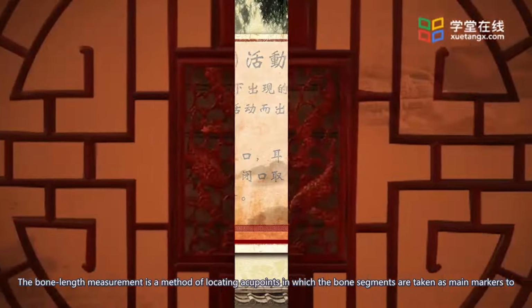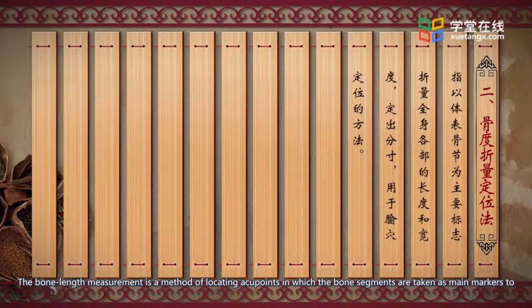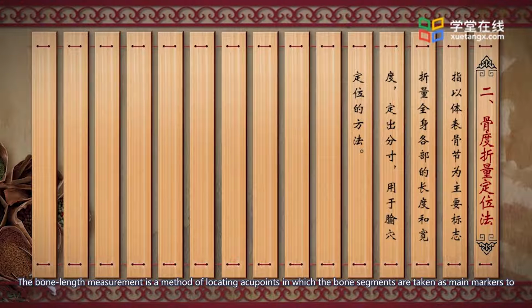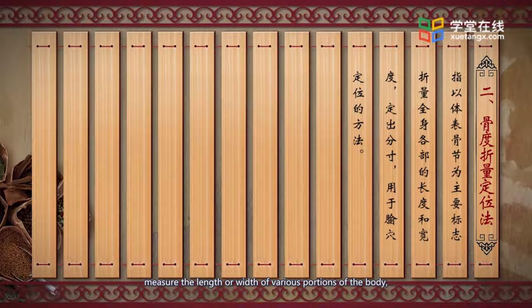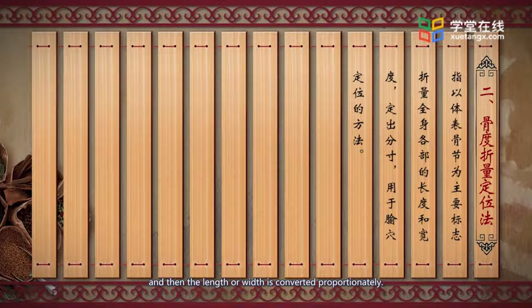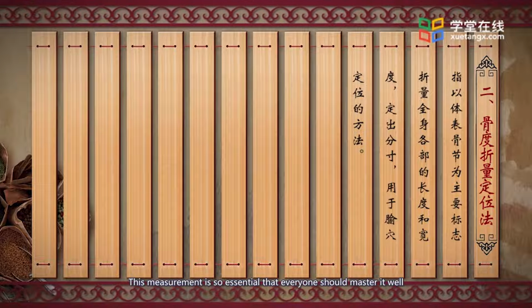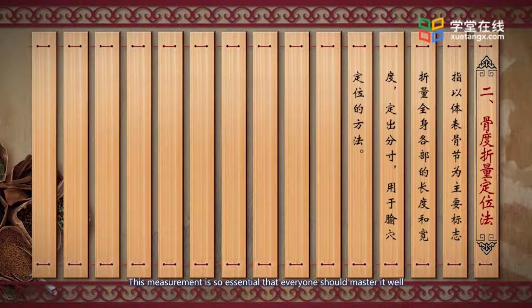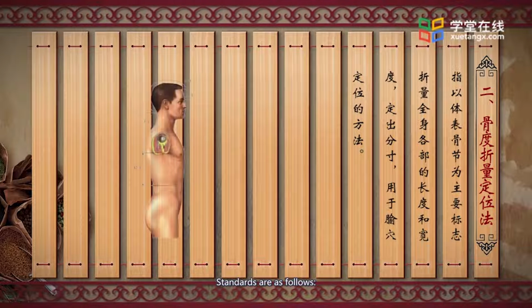The bone proportional measurement is a method of locating acupoints in which the bone segments are taken as main markers to measure the length or width of various portions of the body, and then the length or width is converted proportionally. This measurement is so essential that everyone should master it well. Standards are as follows.